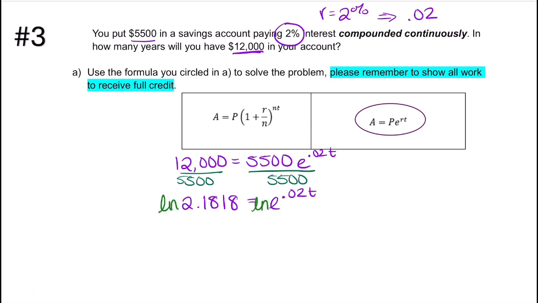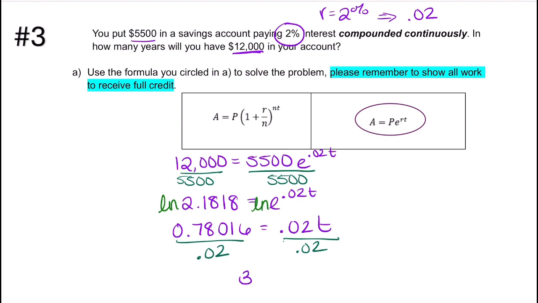We do the natural log of the left side, and that gives us approximately 0.78016, and that's equal to 0.02 times t. Now to solve for t, all we need to do is divide both sides by 0.02. When we do that, we end up getting 39. It's like 39.0079, but we can just round it to 39. So we have 39 years before we'll have $12,000 in our account.